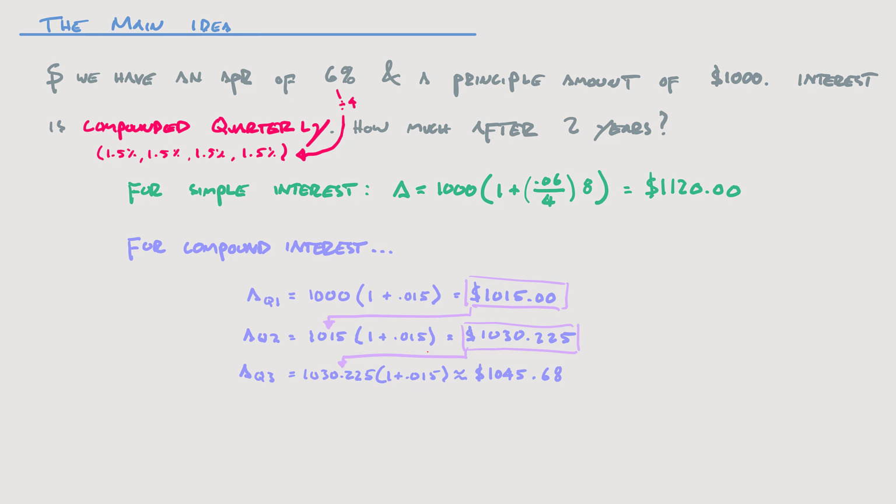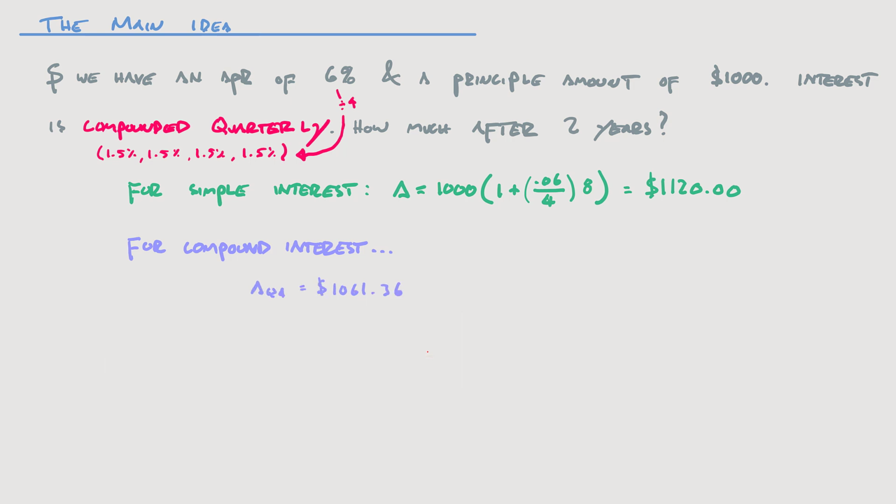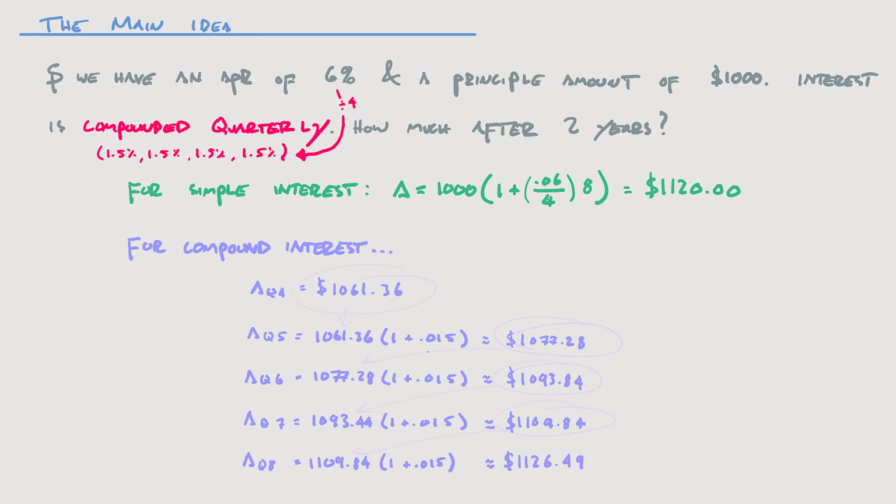In quarter 3, you're using that 1030 and change to find 0.015 or 1.5% of it to get 1045 and some change. Then after 4 quarters, you take the 1045 and some change and you find 1.5% of that and add that to the account. So at the end of 1 year, we're at 1061 and some change. We keep doing this, right? That's only 4 quarters, which means only 1 year. We're trying to do this for 2 years. So here's the calculation for doing all of that stuff. And the thing to notice is that every quarter you're using what's currently in the account.